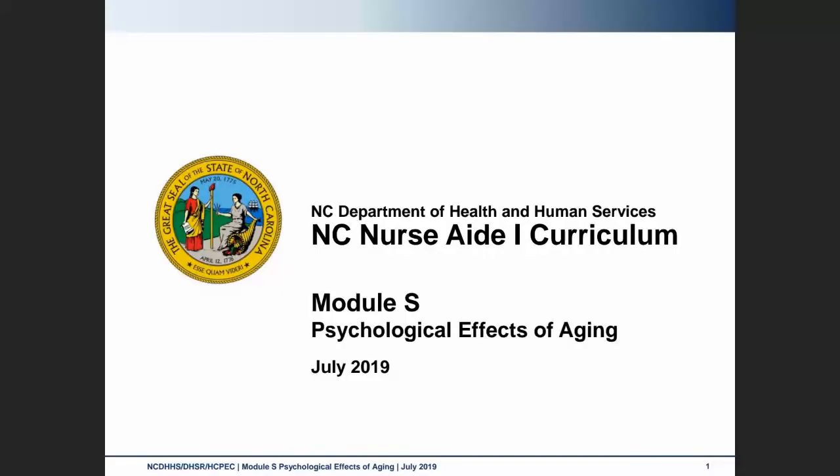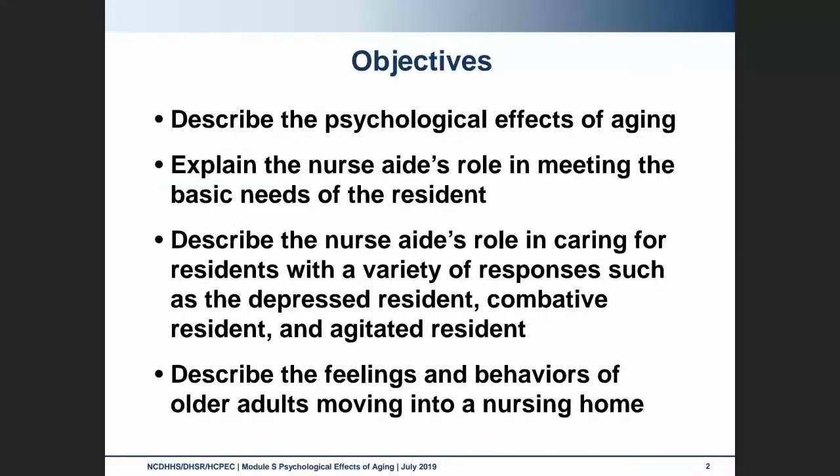Hello and welcome. We are going to be talking about Module S, which is Psychological Effects of Aging. We're going to describe the psychological effects that come along with the aging process, explain our role as nurse aides in meeting the basic needs of our resident, describe our role in caring for residents with a variety of responses, such as in some of these we've talked about a little bit already, right? Depressed residents, combative residents, and agitated residents. And describe the feelings and behaviors of the older adult as they move into the nursing home.